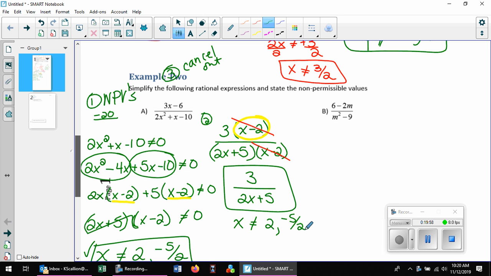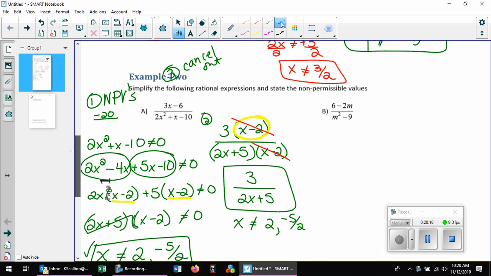So that's your answer. There, you've simplified, you've got your non-permissible values, I'm done, I walk away. And that's all I can do with that. I can't solve it. I can't get this down to equal something. There's no equal sign in this. Okay, so now we're gonna do these.